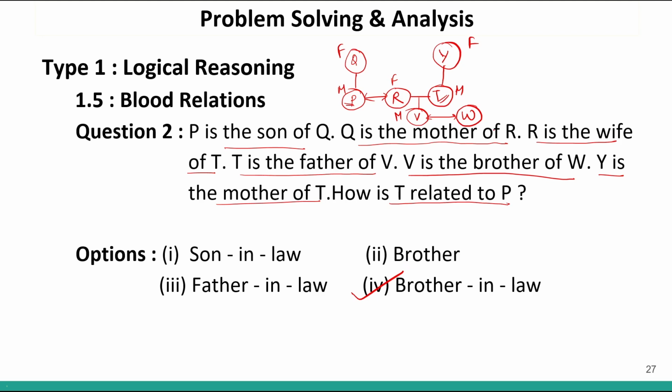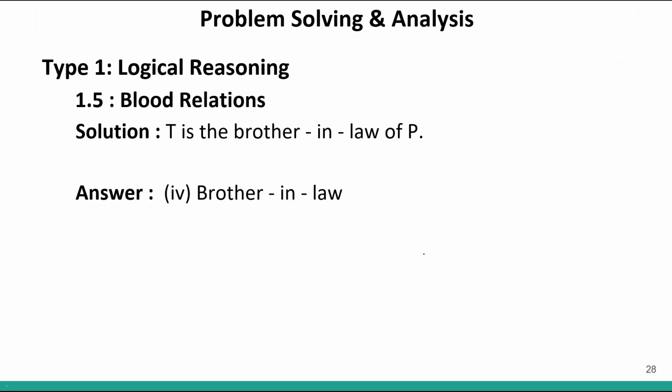There are 2 types of relations. One is the blood relations or blood relatives, and the second relation is in-laws. So both type of questions you get in exams. So T will be the brother-in-law. So option number 4 will be your correct answer.